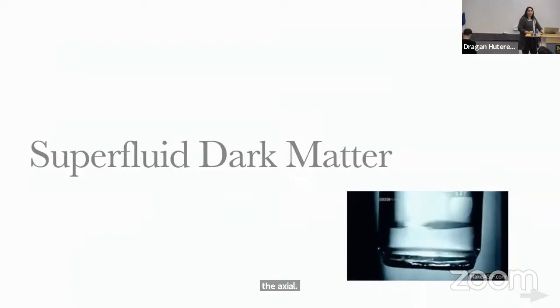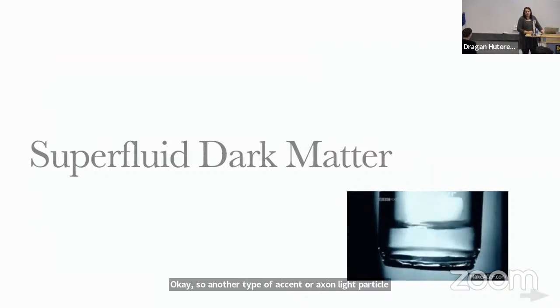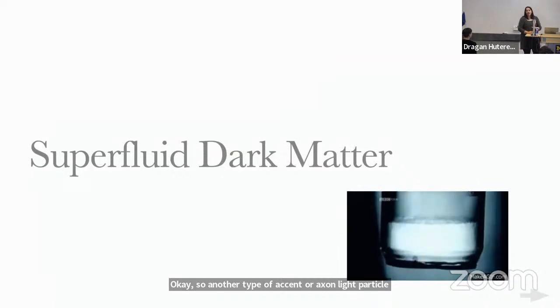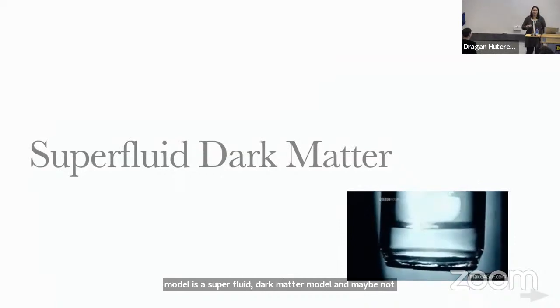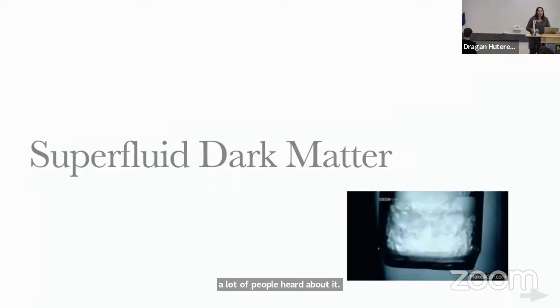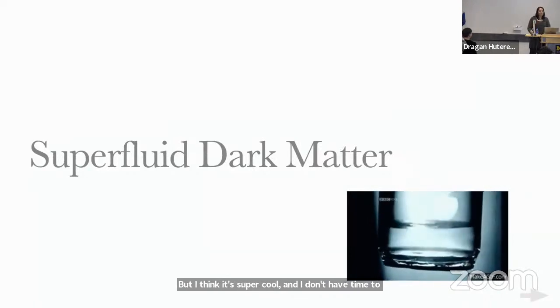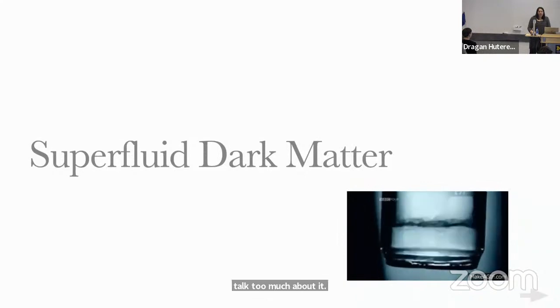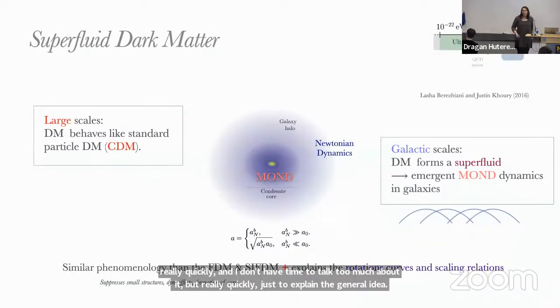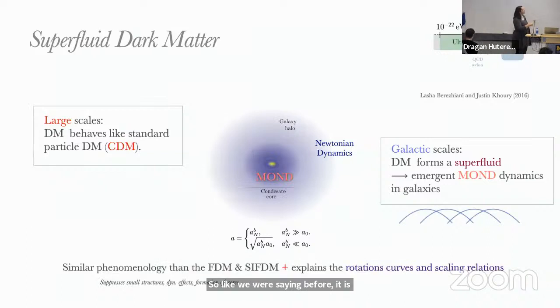Okay, so another type of axion or light particle model is a superfluid dark matter model. And maybe not a lot of people have heard about it, but I think it's super cool. I don't have time to talk too much about it, but really quickly, just to explain the general idea. Like we were saying before, it is still an ultralight particle, something like an eV, so the same thing is going to happen. On large scales, it's going to behave like CDM, and on small scales, it's going to have a different behavior because it has a large de Broglie wavelength.